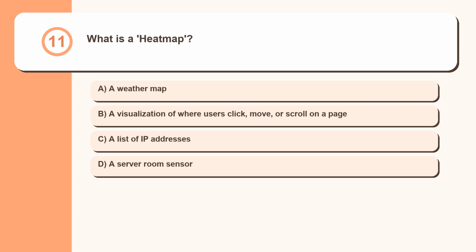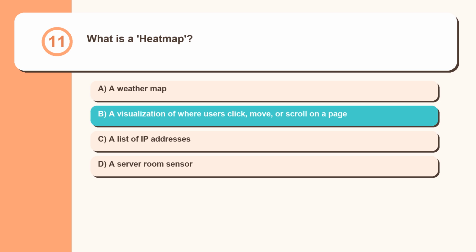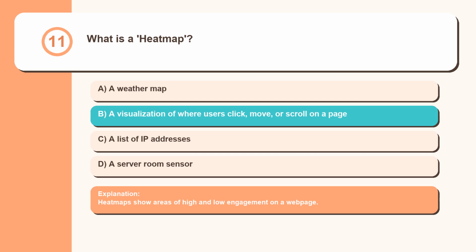Question 11. What is a heat map? A weather map, a visualization of where users click, move, or scroll on a page, a list of IP addresses, a server room sensor. Heat maps show areas of high and low engagement on a web page.